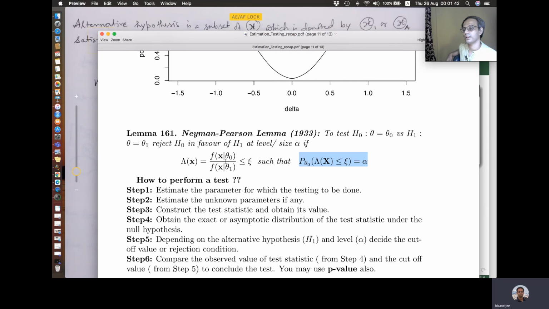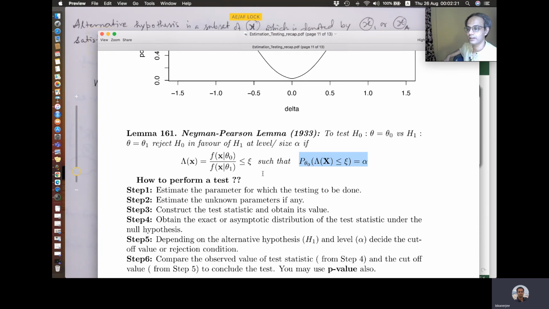If you construct this likelihood ratio, and under theta naught you calculate the probability, and if that probability is set equal to alpha, then solving this equation you can get the value of psi. And now that will lead you to the test. So from data you can compute this thing, it will be a numeric value, and you have to compare that numeric value with the xi which is obtained from this equation.